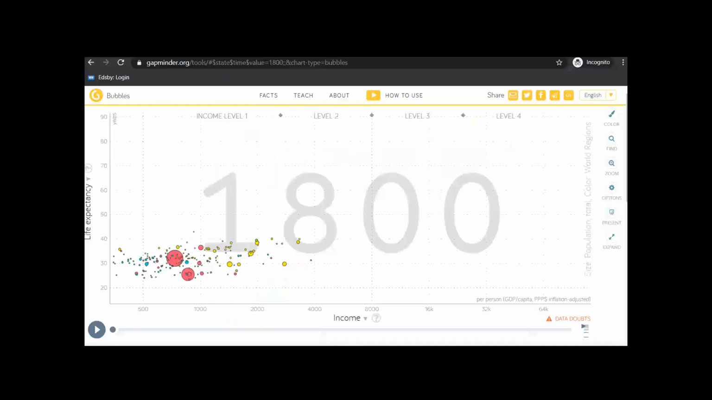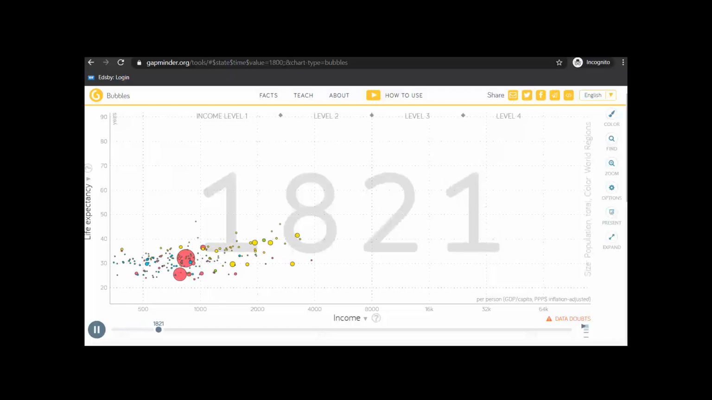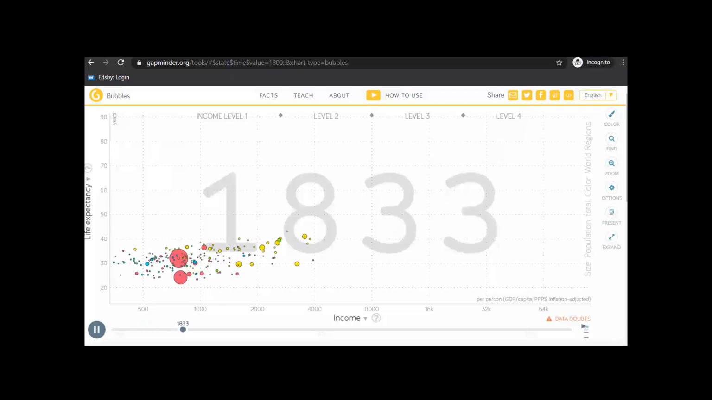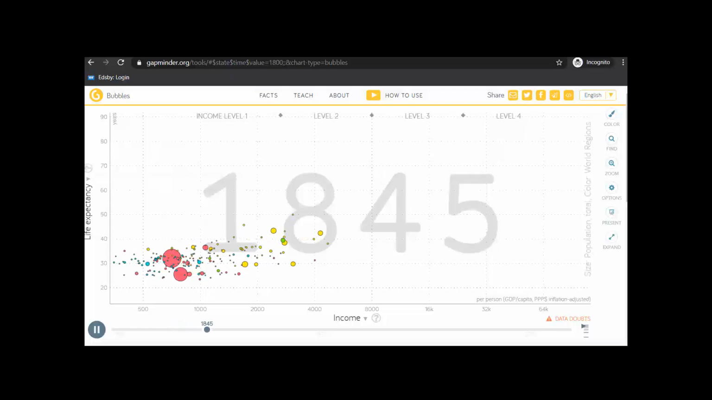I popped over to a website called Gapminder.org, and it's one of my favorite nerd sites that shows 200 years of global data in about a minute and a half. So you can see in the background the years are counting on, and on our y-axis we have life expectancy, and on our x-axis we have income.